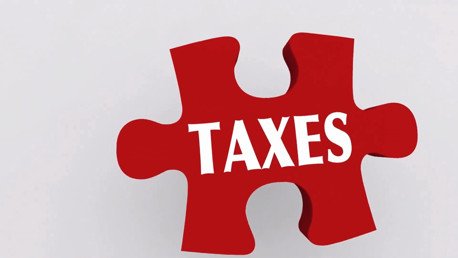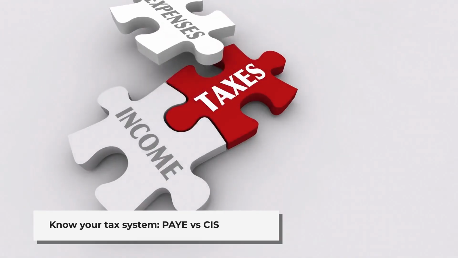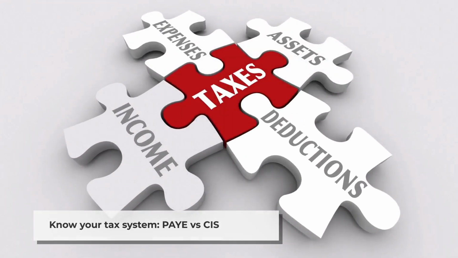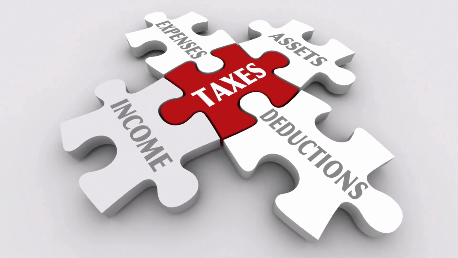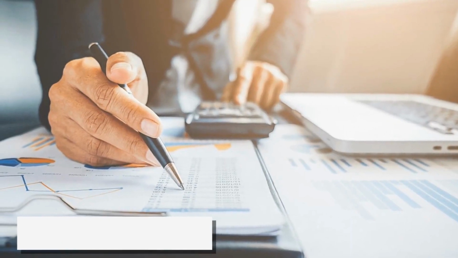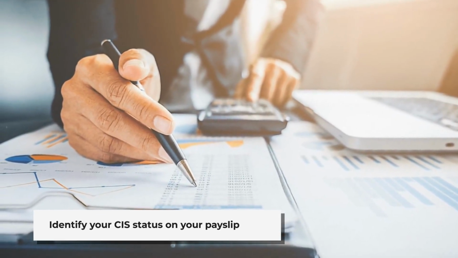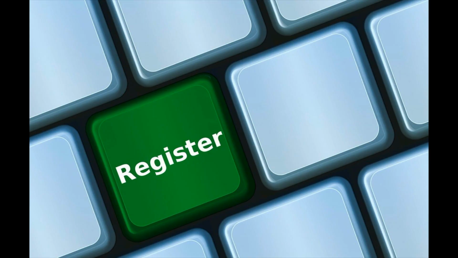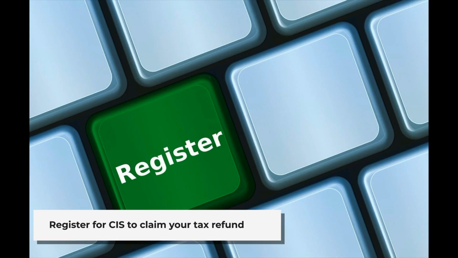It's important to understand whether you're in the PAYE or CIS system, or both. While both may involve tax being deducted before you receive your pay, CIS is unique to the construction industry. Check your payslip carefully. If it shows a 20% deduction and mentions CIS statement, you're likely under the construction industry scheme. If you think you might be owed a CIS tax refund, ensure you're properly registered for the scheme.